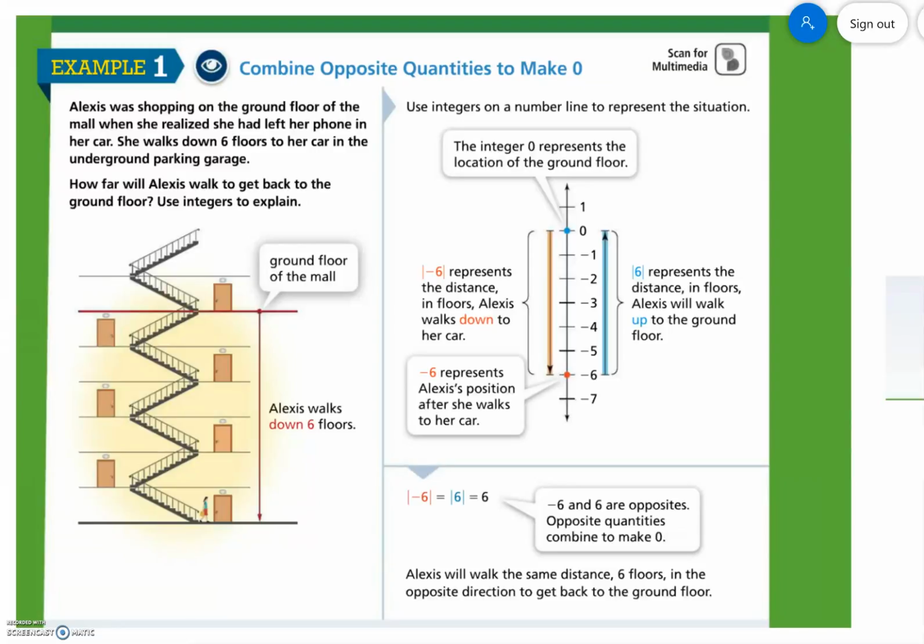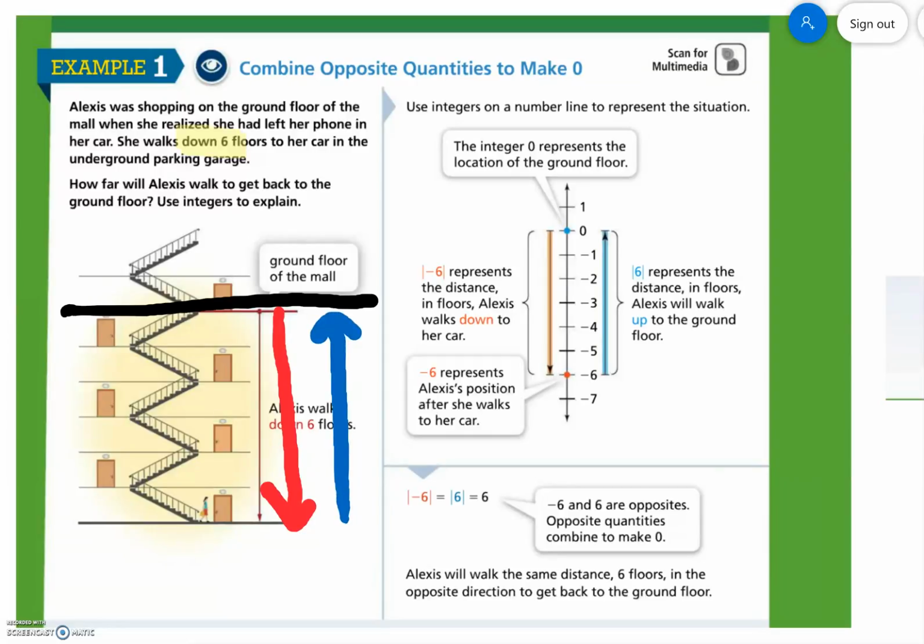It says, Alexis was shopping on the ground floor of a mall when she realized she had left her phone in her car. She walks down 6 floors to her car in the underground parking garage. How far will Alexis walk to get back to the ground floor? Use numbers to explain. So she's starting here at the ground floor. She's going to go down 6 floors to go back to her car, and then she's going to come back up 6 floors to continue her shopping.